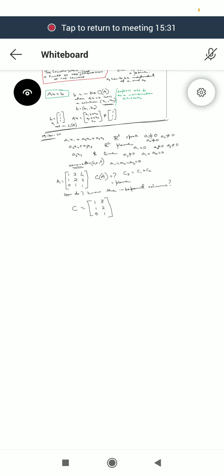So if I take another matrix, let us say A is equal to 1 1 0, 2 3 1, and then 3 5 7. So if this is A, what is C?